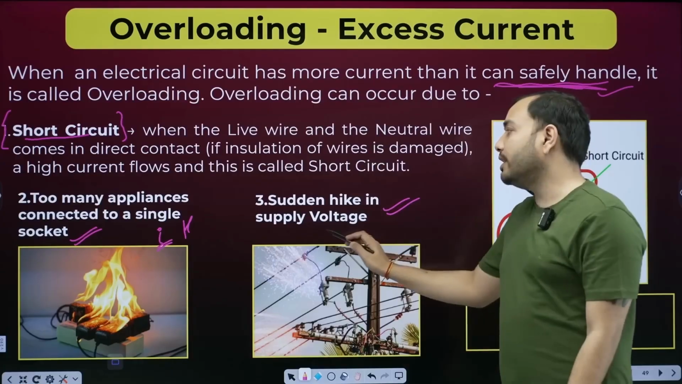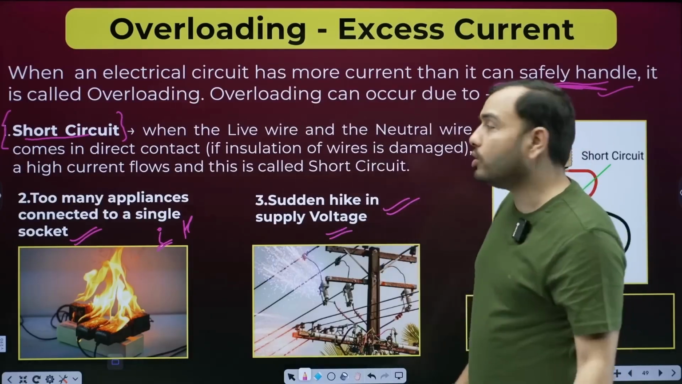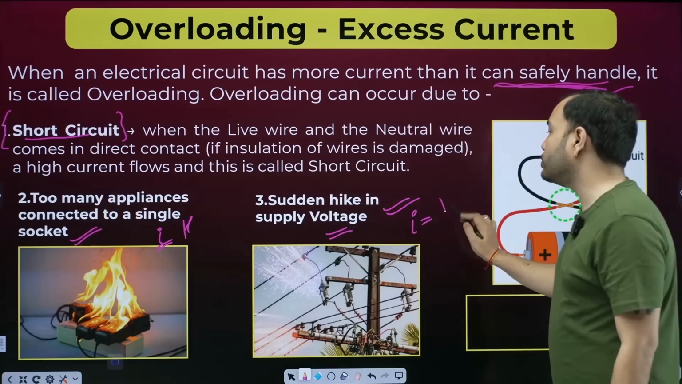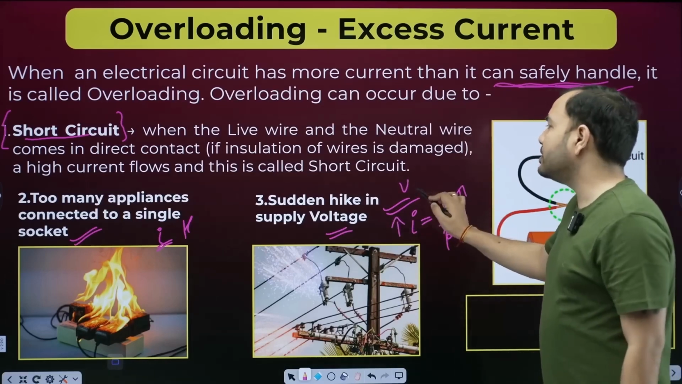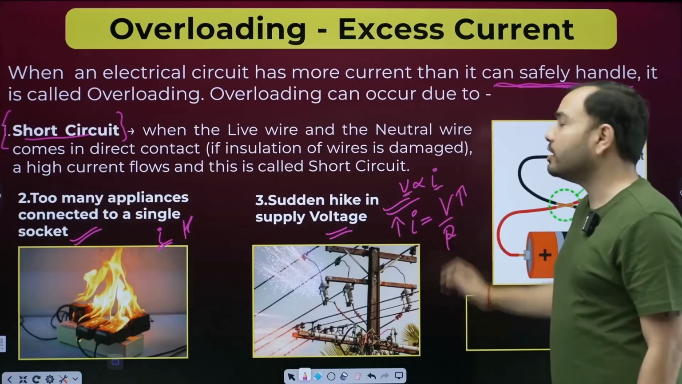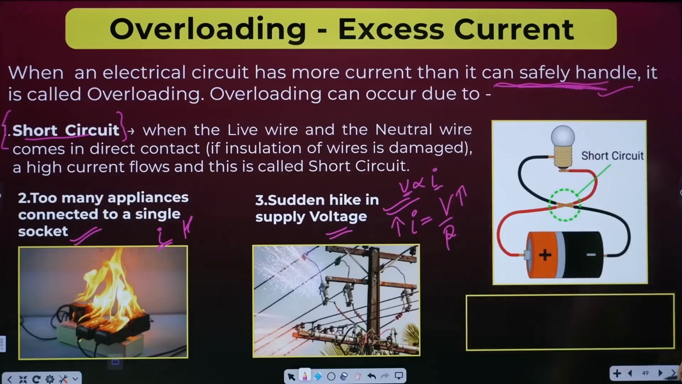So heavy voltage came. Suddenly a high supply came. Today there is a high voltage at home. High voltage happened. Is there high voltage? The current will also become very high. I is equal to V by R. Voltage high, so current high. Right? Ohm's law. V is directly proportional to I. The higher the voltage, the higher the current. This is also an example of overloading. If the current is so high, heat will be produced again and it will burn.